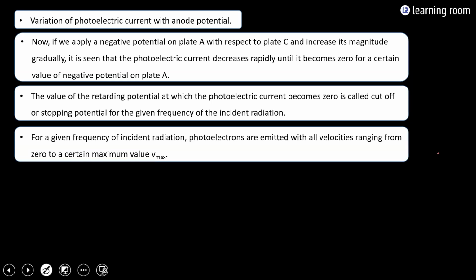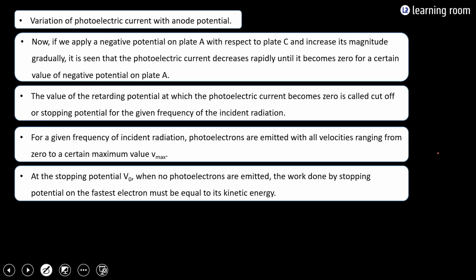Now, there is a small mathematical expression that we need to understand. We can use it in the problems. So, for a given frequency of incident radiation, photoelectrons are emitted with different velocities. So when I say they are emitted with different velocities, they have different amounts of kinetic energy, right? I repeat this point. For a given frequency of incident radiation, photoelectrons are emitted with all velocities ranging from 0 to a certain maximum value Vmax.